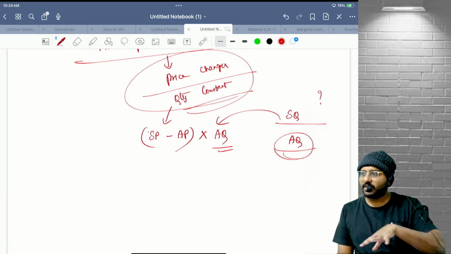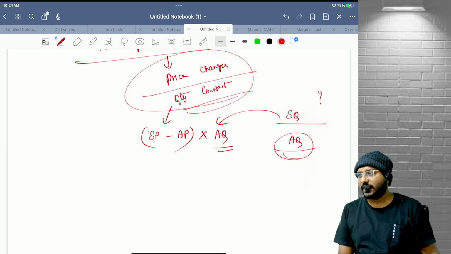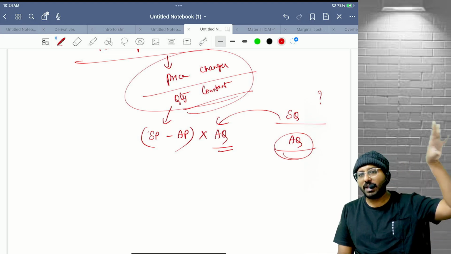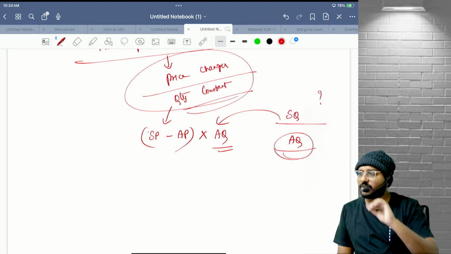Whatever the standard cost per unit is, you'll be multiplying that with the actual output. Correct? Why is it like that? Because we are not worried about the budgeted output. Budgeted output is something that you plan. Actual output is something that has happened. So the logic will be like this.